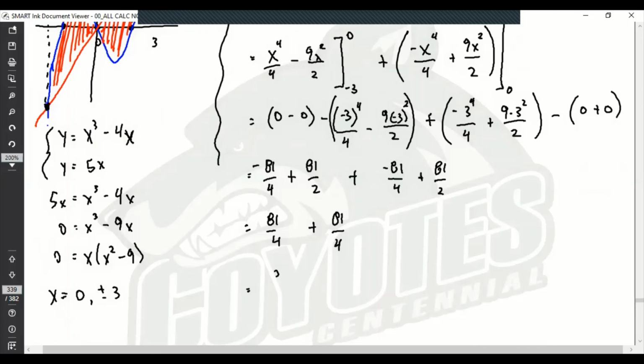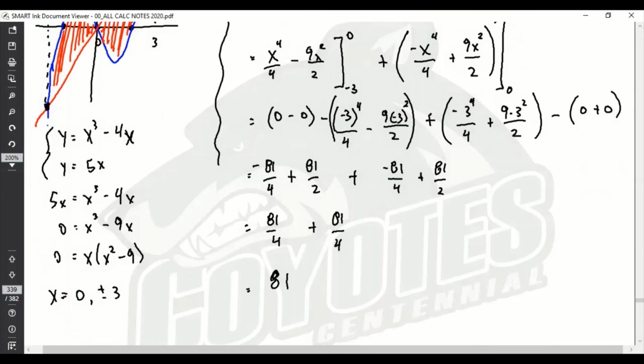Could you have made the argument that this is symmetrical, and so you could have just found one of the areas and then multiplied it by 2? Sure, you could. That would work as well. And there it is.